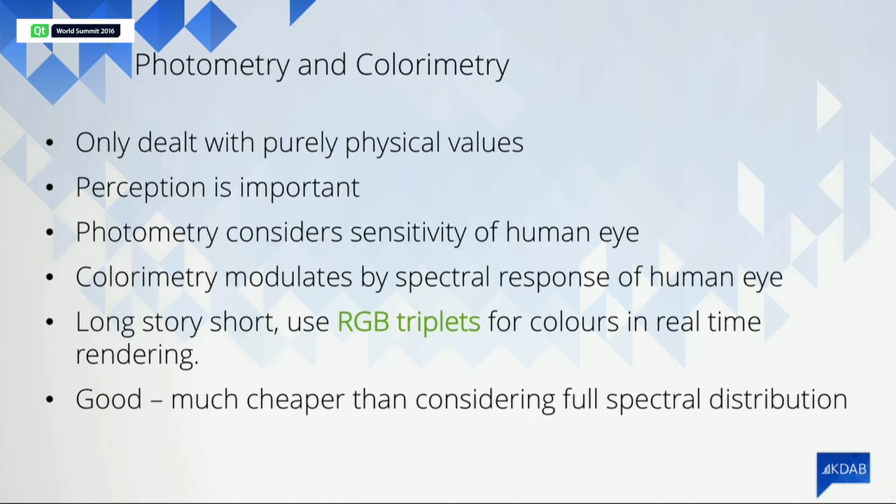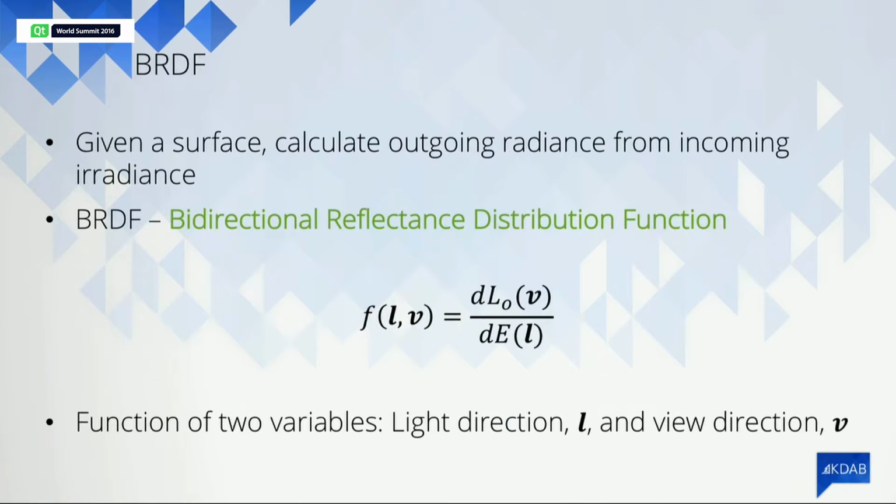But the good news is it becomes much cheaper for us, because now we can just boil down an entire spectral distribution to an RGB triplet. So we only have to do this for an RGB triplet, not the entire continuous spectrum. That would be far too expensive. If you're doing full-on physics simulations, that's what you have to do.